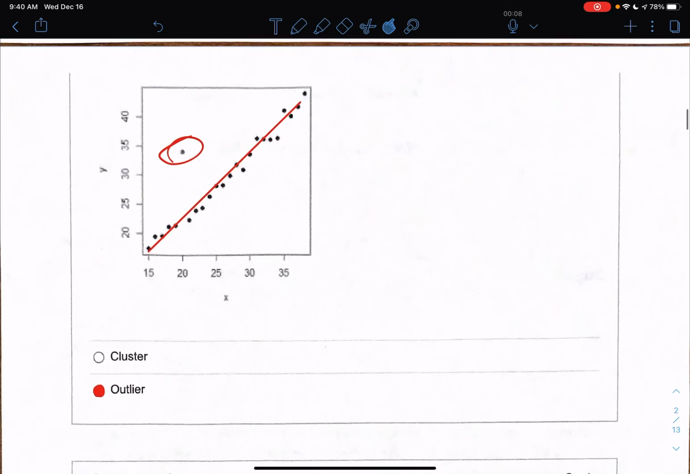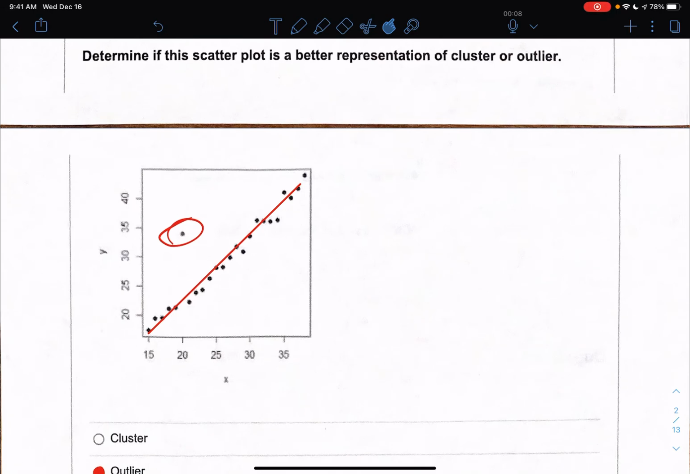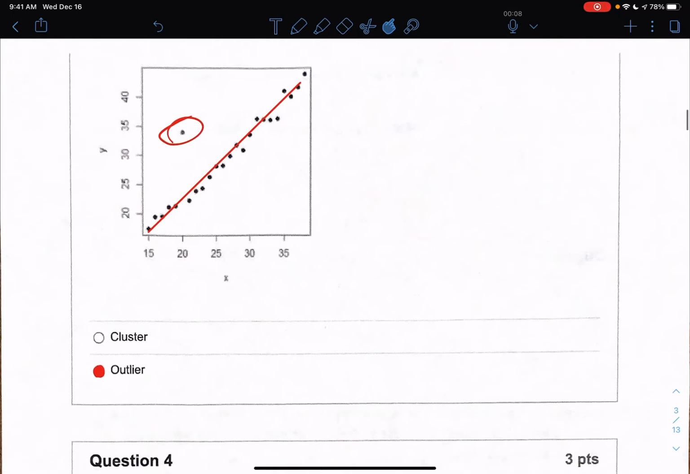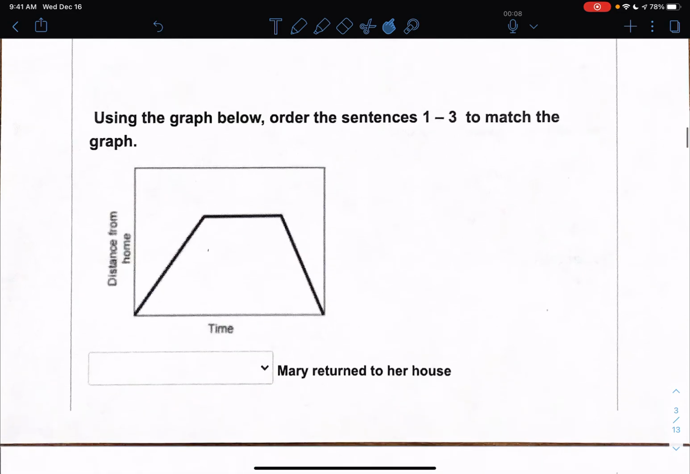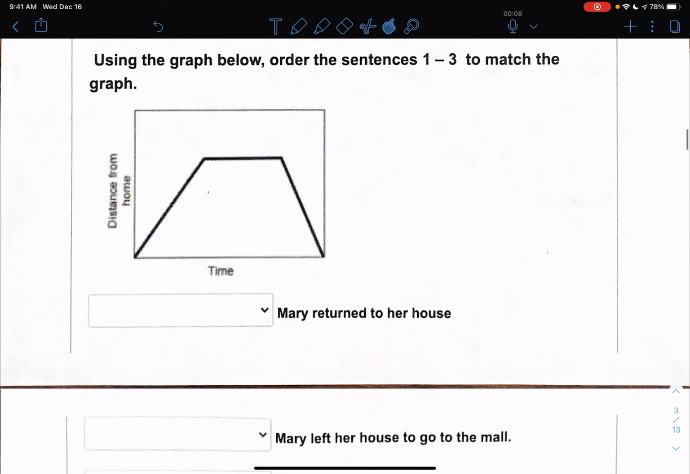The way that I kind of think about it, if you get cluster and outlier confused, is we have a line right here and it's outside of that line, okay? Now, it's not always going to be a line, but we're talking about a data point that is outside of the fitting, okay? Moving on to number 4, we have using the graph below, order the sentence from 1 to 3 to match the graph, okay?